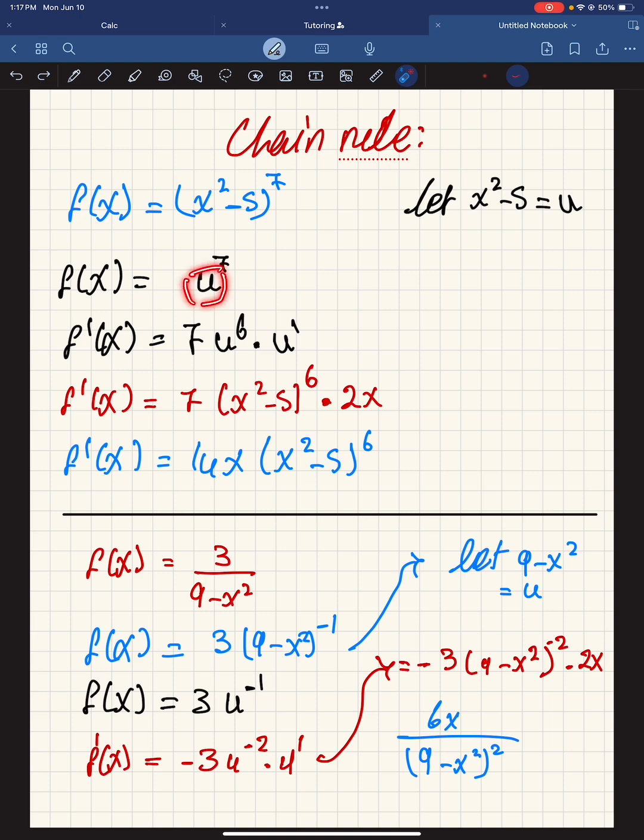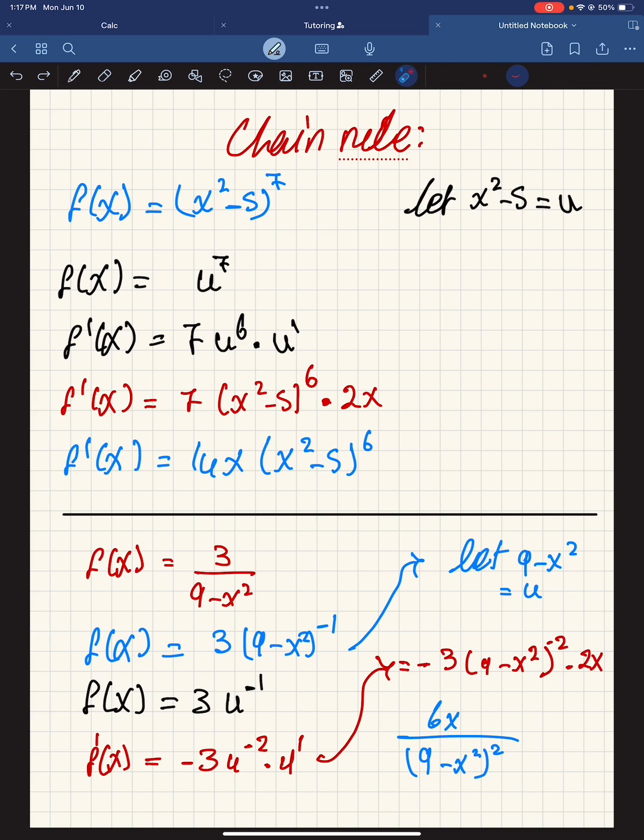But u is a function of itself. So you can get the derivative for the outer function and then multiply it by the derivative of the inner function, which is basically where this comes from. So you can still apply the power rule, and in this case it would be 7u to the power of 6, but you would have to multiply it by the derivative of your inner function, which is u prime. And now I'll show you how that works.